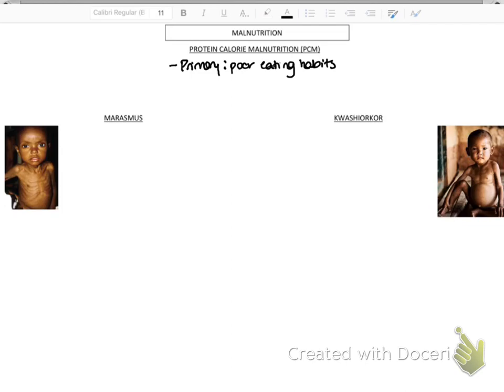First one is the protein calorie malnutrition. And this is the most common form of malnutrition. And it's basically just because they don't eat well. They have poor eating habits. There is primary and secondary.